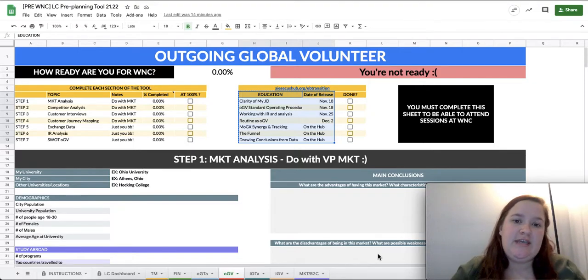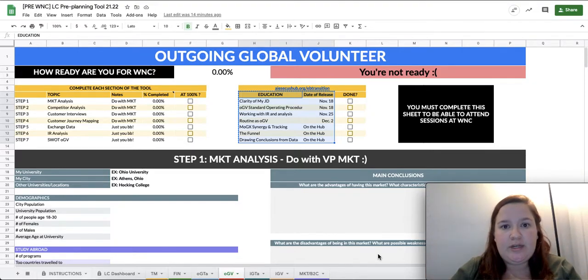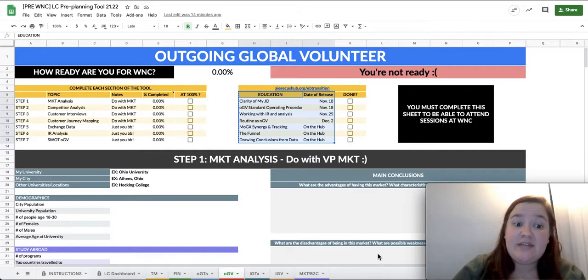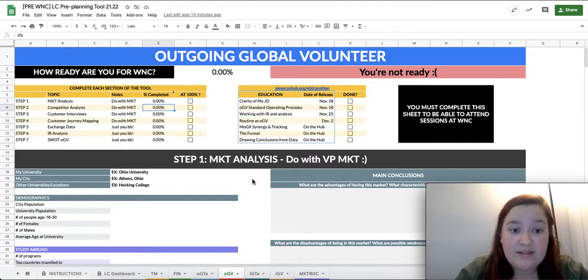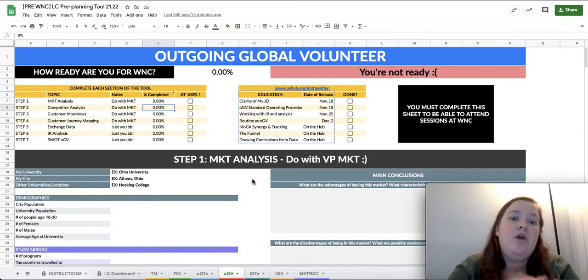OGX, both OGT and OGV walkthrough for pre-WNC. So at the top here, the first thing that I want you to note is this chart that says "do with marketing." Our intention of putting this here is that you're going to be working with whoever is your marketing responsible to complete this.